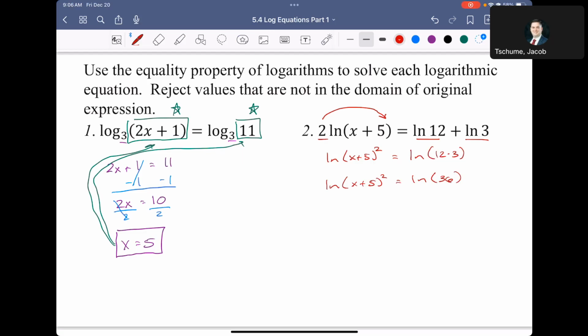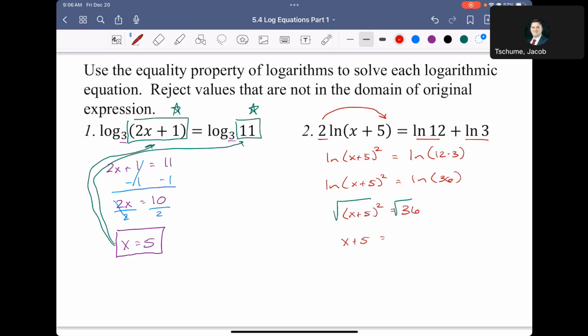Now, what you'll notice is that both sides have the exact same natural log. So similar to number 1, once you get those natural logs by themselves, you can drop them off because we don't need them anymore. And we're going to have x plus 5 squared equals 36. And we're going to solve this equation like we have this semester. So number 1, I'm going to take the square root of both sides to get rid of the squared. So that will give me an x plus 5 on the left.